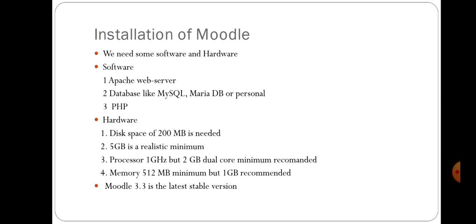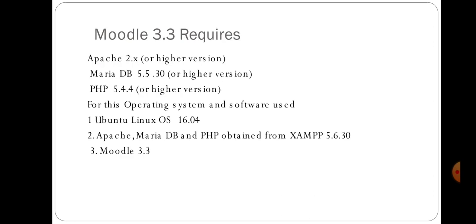Then a processor of 1 GHz, but 2 GHz dual core is the minimum recommended. Memory 512 megabytes minimum, but 1 GB is recommended. And Moodle 3.3 is the latest stable version, we can use this.